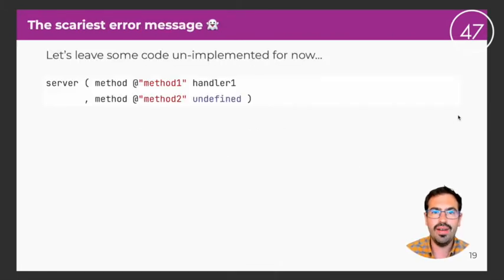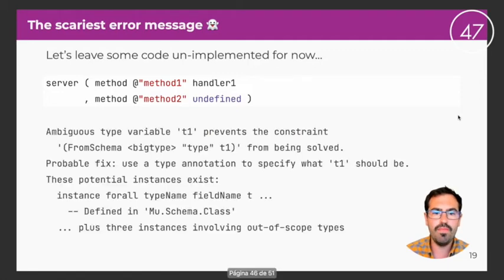Actually, talking about type inference, let me show you one of the scariest error messages we found. Imagine we have something like I showed before, a server with two methods, and we say, well, I have the handler for the first one, but I will leave the second one unimplemented for now. So we do as any Haskeller would do, we write undefined there, and boom, we have this big message which says something like ambiguous type variable prevents some constraint. It's a big error message which shows a big type, I'm not printing it here, and it's actually very scary. It doesn't point out what the problem is, what it's missing, why the compiler cannot solve that constraint.